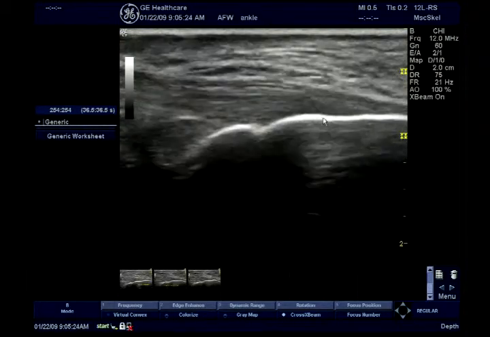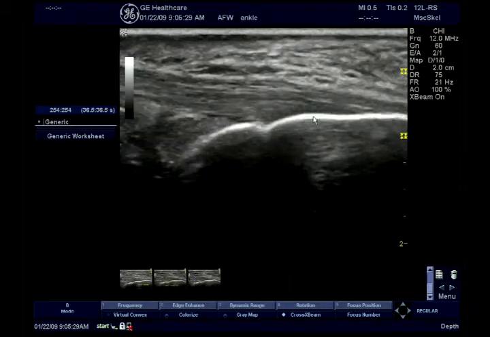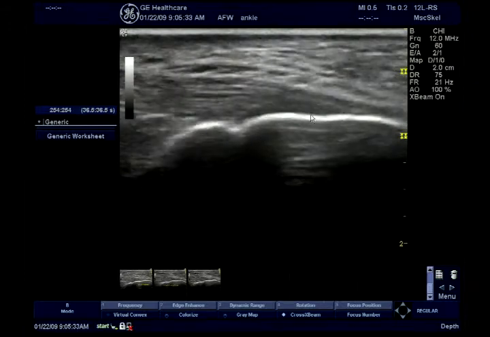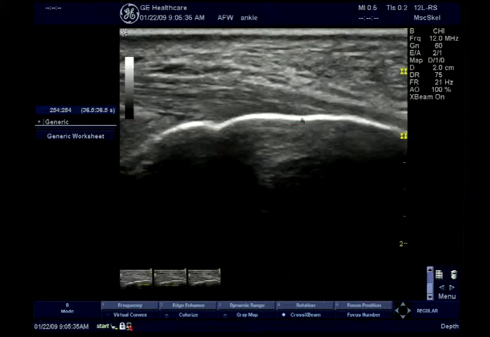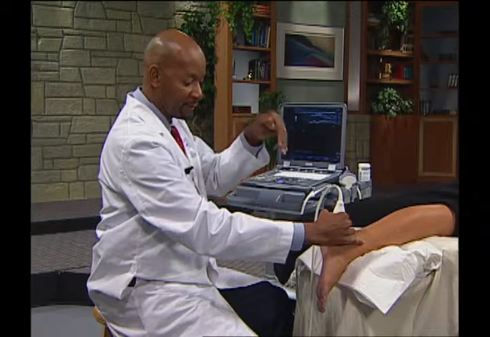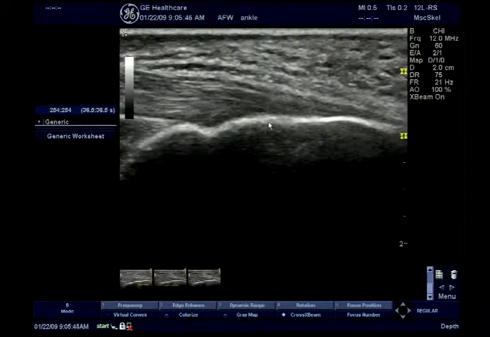One of the things you want to take advantage of is rotating the probe left and right, back and forth, to make sure that there are no areas of anechoic regions inside of the Achilles tendon. Now you will see right in this region here as those fibers come down and then dive at a 90 degree angle to the calcaneal bone, you lose those tendons.